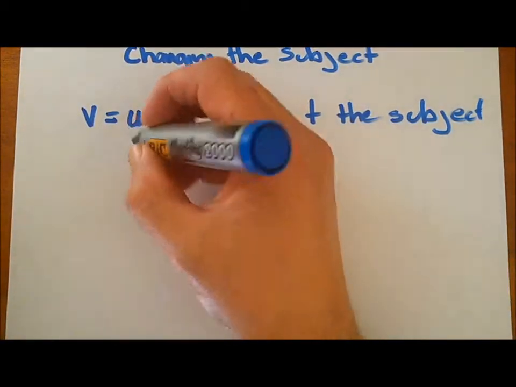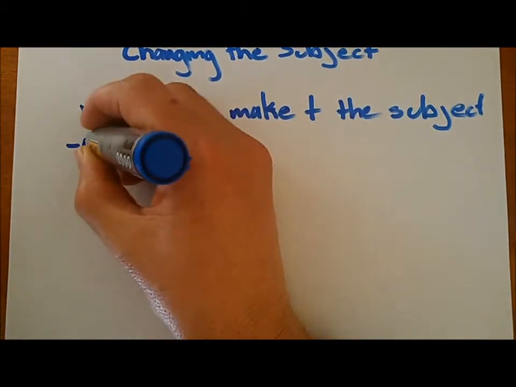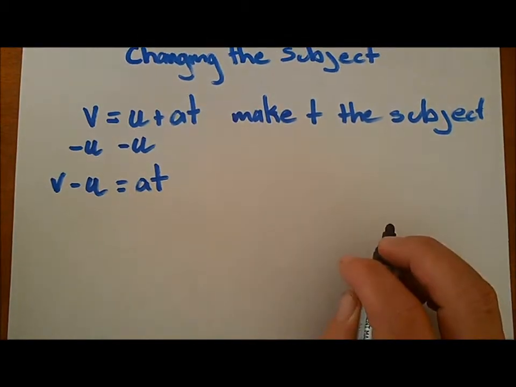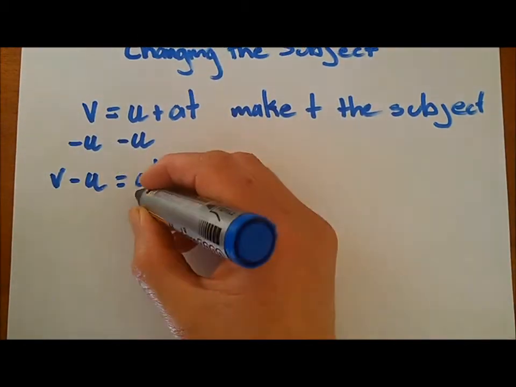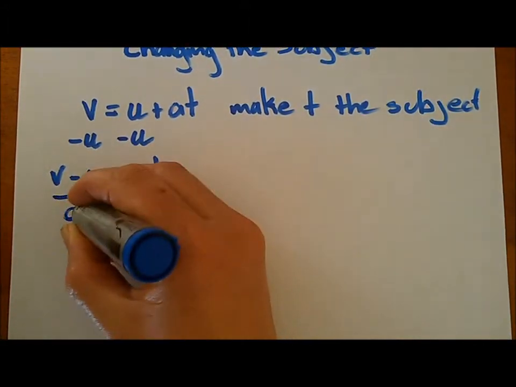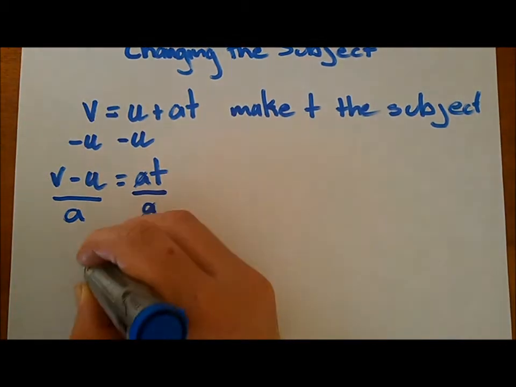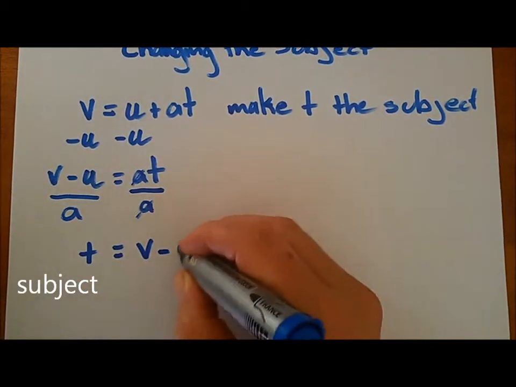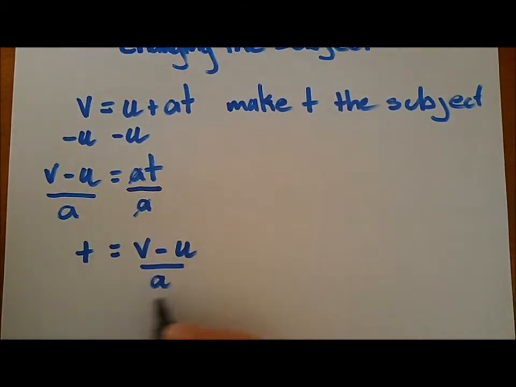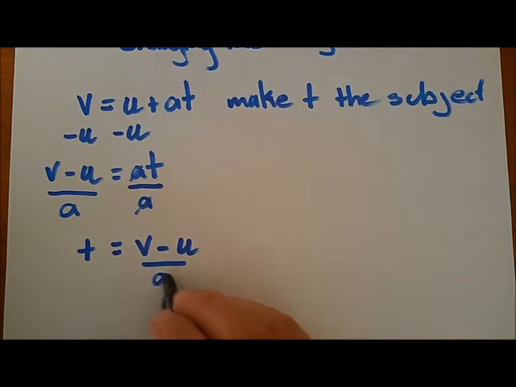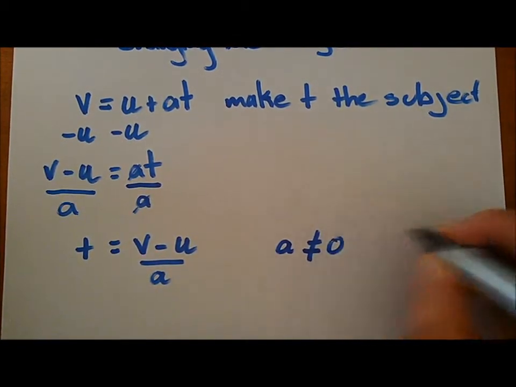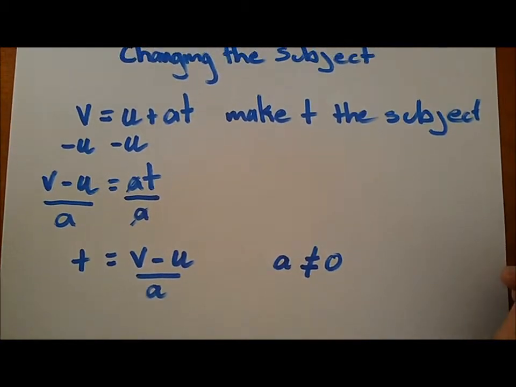So I'm going to get rid of u by subtracting u from both sides. So v minus u is equal to at. Finally, I need to get t on its own, so I'm going to divide everything, because it's a times t, using the inverse operation, divide by a. That leaves me just t is equal to, and I have v minus u over a. Interesting to note at this point, when you have a division, what you're dividing by can't be 0. So I could make a little note over here that a is not equal to 0, division by 0 being undefined.